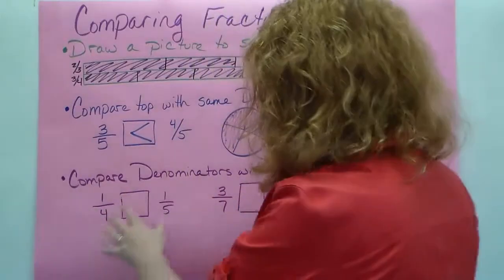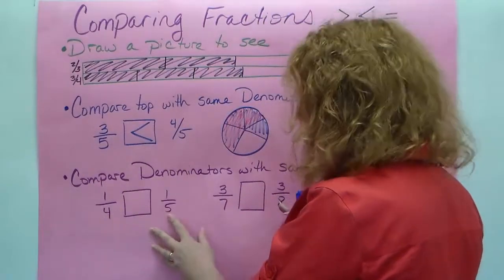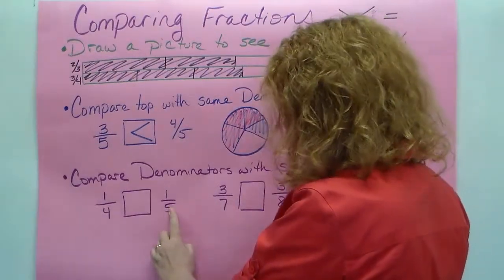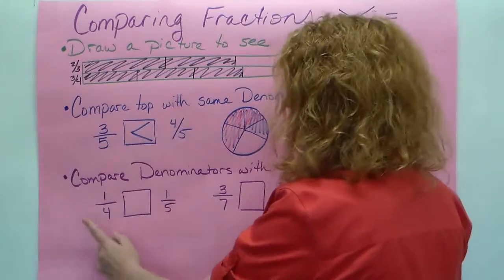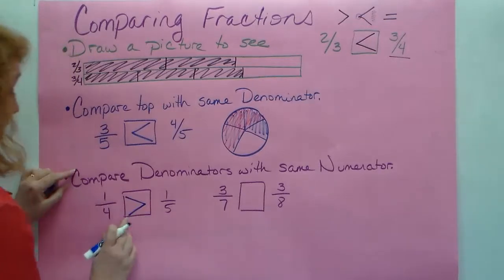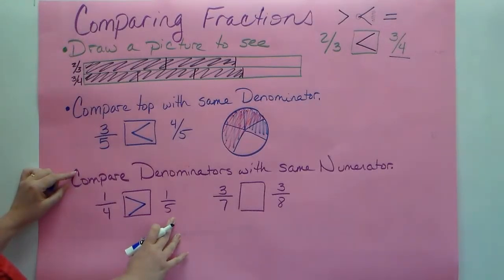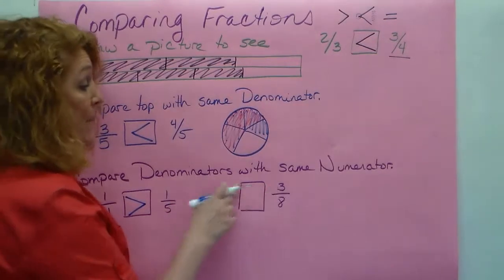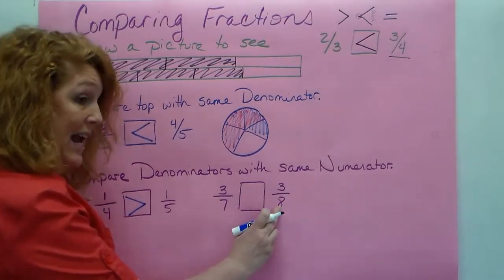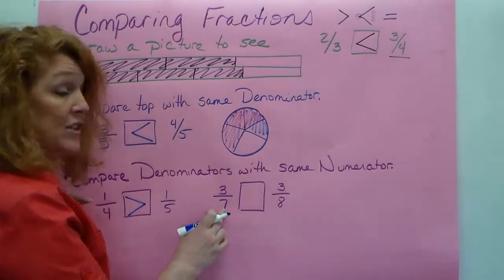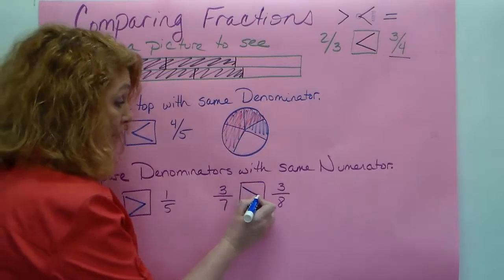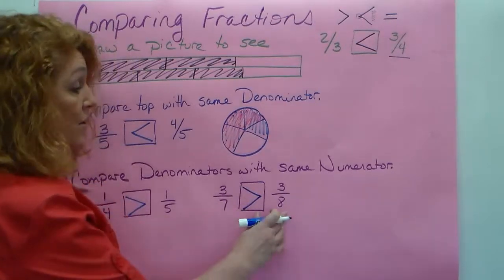So back to these. If I've got 1/4 and 1/5, these pieces are bigger than these pieces, and I've only got one of each, which means this is going to be bigger. So I'm going to put 1/4 is greater than 1/5. Here I've got 3 pieces of each, so this is equal. These are 7ths, these are 8ths. These pieces are cut bigger than these pieces, so these are going to be bigger. So again, 3/7 is greater than 3/8.